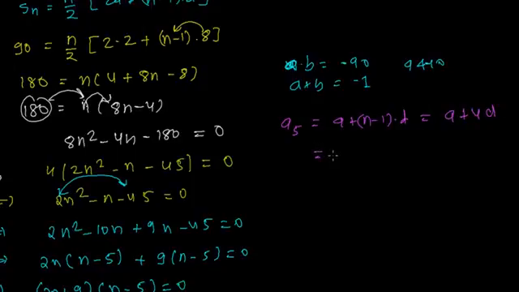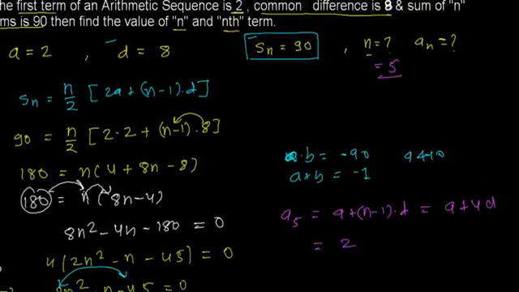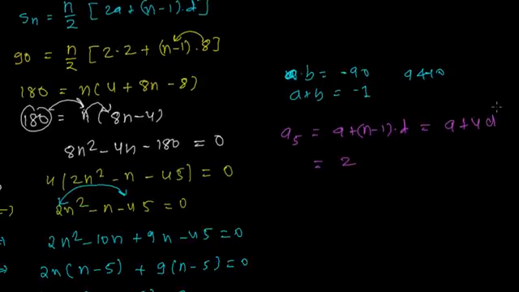The first term we know already, that is 2, and the common difference is 8. So let's put the value of the common difference, that's 4 times 8. That's 2 plus 4 times 8, that is 32, and that's going to be 34. So our fifth term is 34.